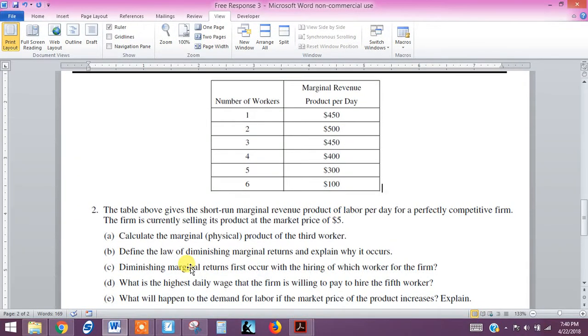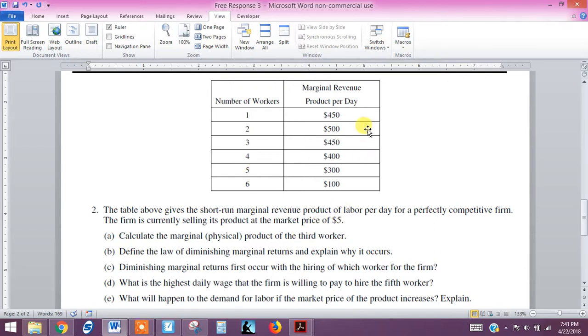We are looking at question 2 from your free response 3 assignment, and we have a table that shows the short-run marginal revenue product of labor for a perfectly competitive firm. The firm is currently selling this product at a market price of $5. So the first thing we want to do is calculate the marginal physical product of the third worker.